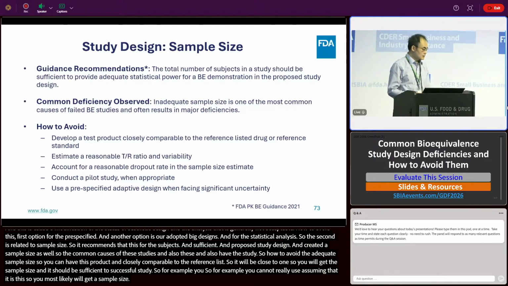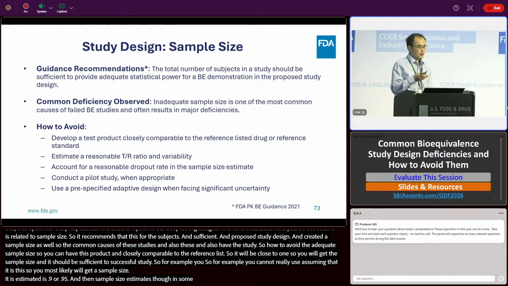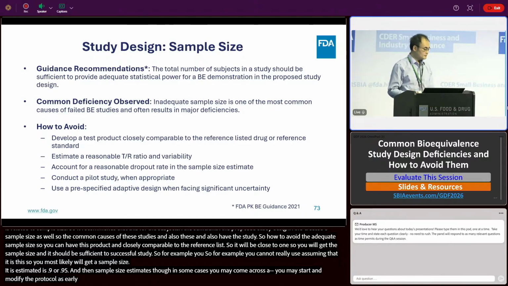The third one is to account for a reasonable dropout rate in the sample size estimate. In some cases, you may come across a higher dropout rate than you originally expected. In that case, you may start an investigation to see what causes this high dropout rate, and modify your protocol as early as possible, before the statistical analysis.